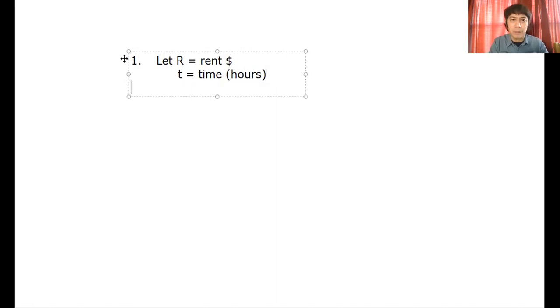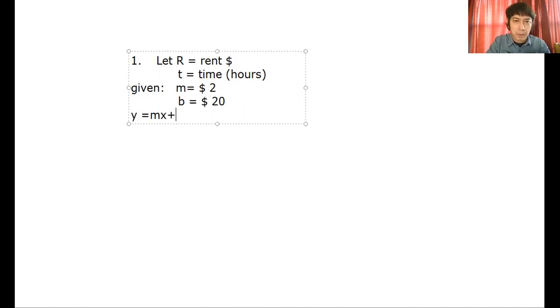And then our given data: we have our slope, which is $2 per hour, and our y-intercept b, which is given at $20, if you notice that in the other screen. So our b is 20, our m is 2. And we shall use the slope-intercept form, which in our practice on line equations is y equals mx plus b.